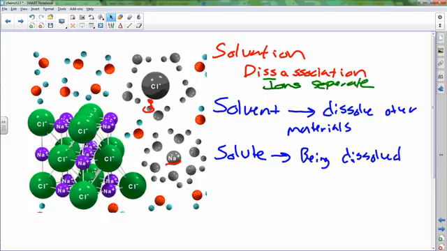Okay? But for there to be solvation, obviously the thing has to dissolve. We talked about our solubility rules. You get old, it happens. So the solubility rules show us the things that will dissolve easily and the things that don't and stay as a solid. Okay?